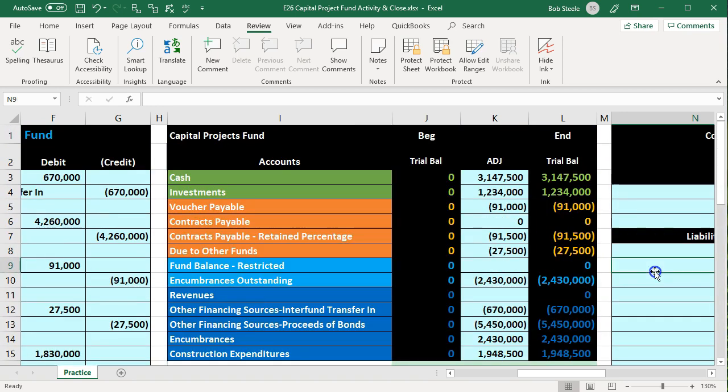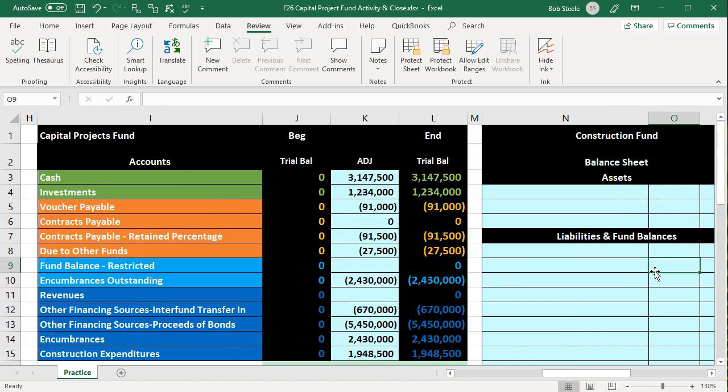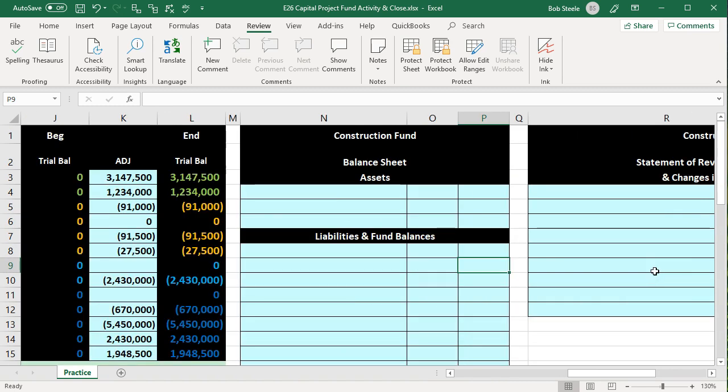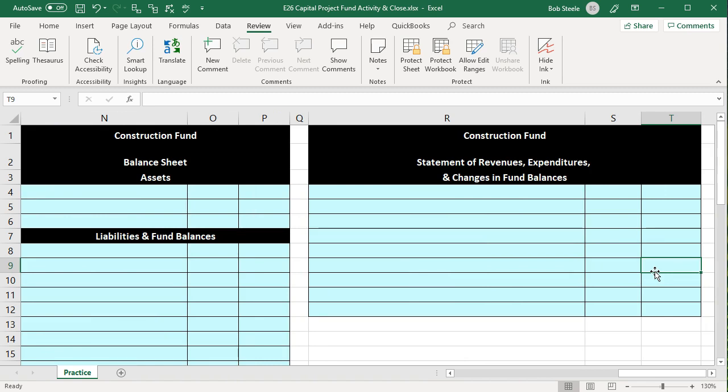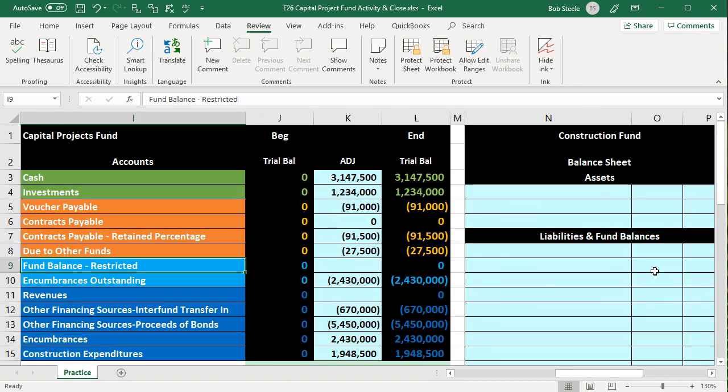Now we're going to go back up top, and we're going to be constructing the financial statements. So we've got the balance sheet, and we've got what is equivalent to the income statement, the statement of revenues, expenditures, and changes in fund balance. We'll start off with the balance sheet. We, of course, are going to start off with the assets up top, and we only have two of them. We've got the cash and the investments.